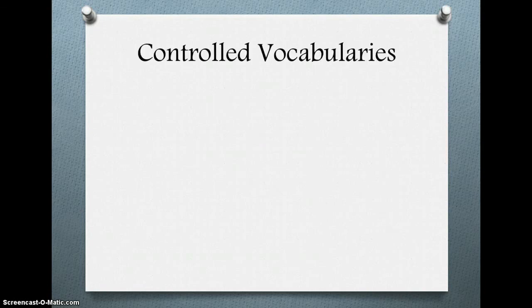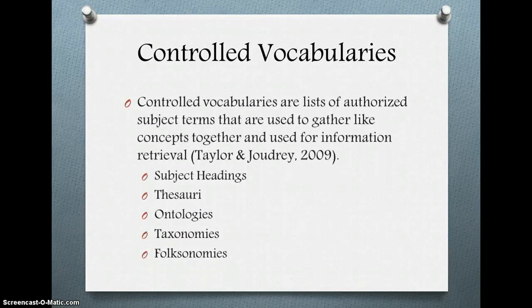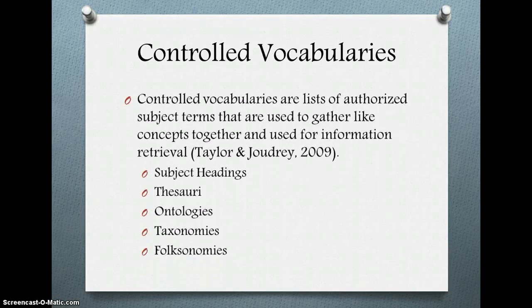One such method is through the use of control vocabularies, which are lists of authorized subject terms that are used to gather like concepts together and used for information retrieval. They include items such as subject headings, such as the Library of Congress subject headings; thesauri, which are similar to subject headings but use both singular and bound terms, such as type A personality, which can't be broken up; and ontologies, which show the relationship between concepts, entities, terms, and categories in a particular domain, but this does not use authorized terms.